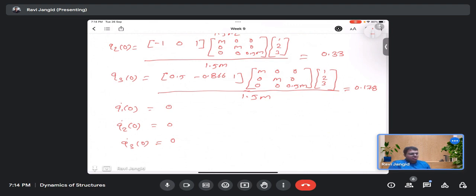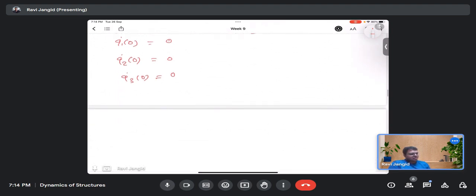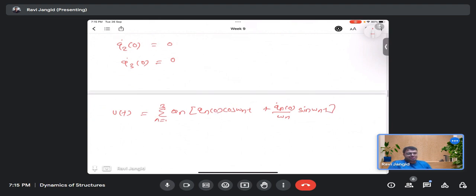So now you can calculate your u1. What was that u(t)? That was the summation of n equal to 1 to 3 of phi n times q n 0 cos omega n t plus q n dot 0 by omega n sin omega n t. So put this into the MATLAB code, like u1, u2, u3.